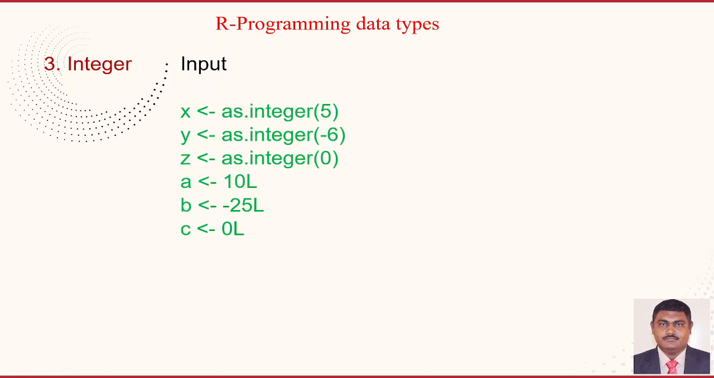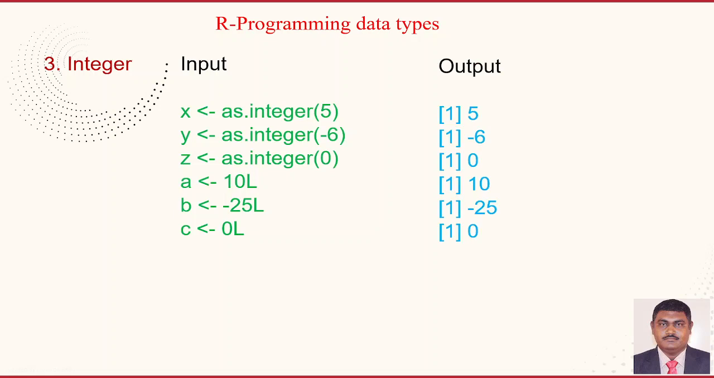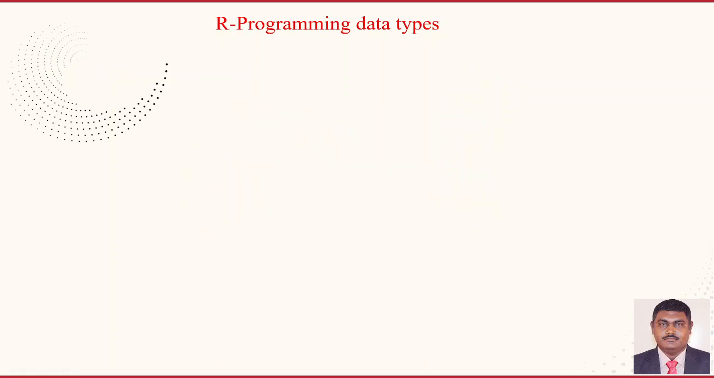Now if we give the input like this, the output will be obtained. The x value is 5, y value is -6, z is 0, a is 10, b is -25, c is 0. So once you give the input data, the output data will be available like this. This is how you can handle the integer type of data.